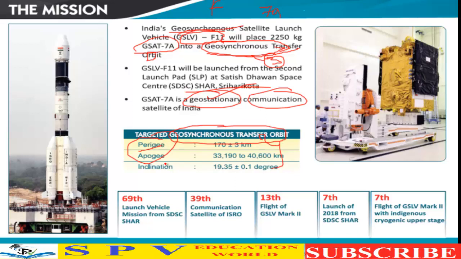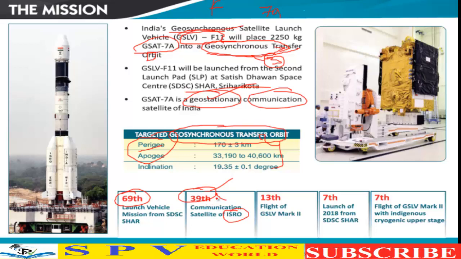See here, a few facts of this satellite launch: this is SHAR's 69th launch vehicle, which means till now we had launched 68, and now it is the 69th. It is the 39th communication satellite launched by ISRO. What is the difference between a communication satellite and a normal satellite? Communication satellites are mostly placed in geosynchronous or geostationary orbit. Other satellites, or weather satellites, are placed in polar sun-synchronous and low earth orbits.